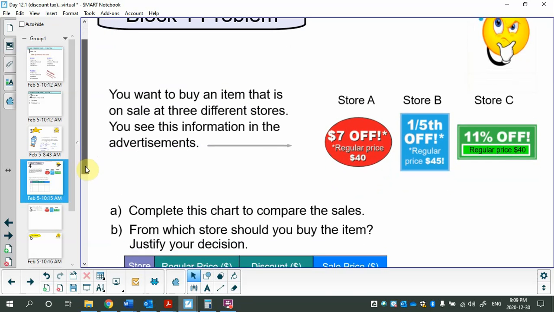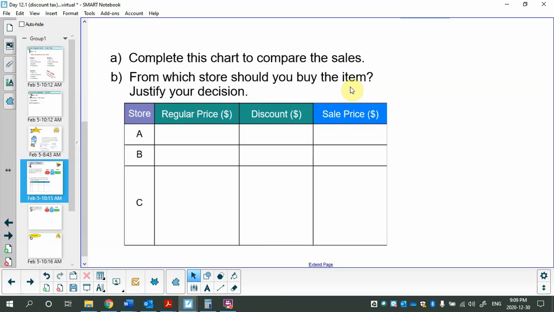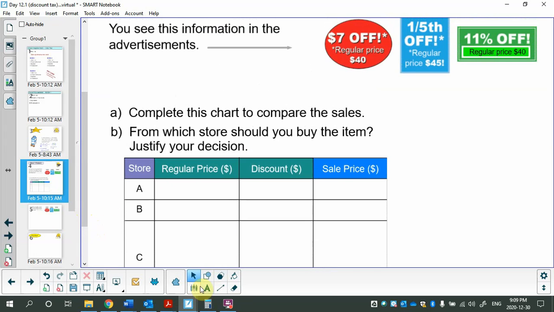And the question says to complete this chart to compare the sales, and from which store should you buy the item, justify your decision. So the first thing I'm going to do, because I can, without too much trouble, is I'm going to put in the regular prices. So the regular price of the first item, store A, is $40. The next regular price was $45, and the next regular price was $40.